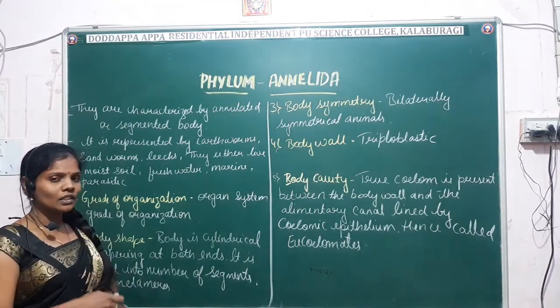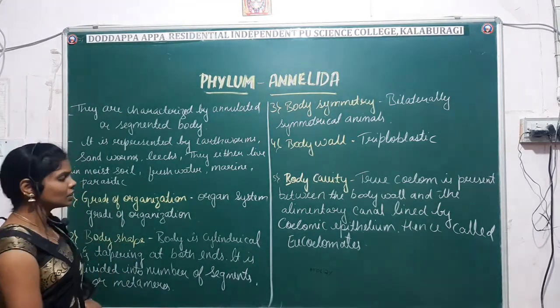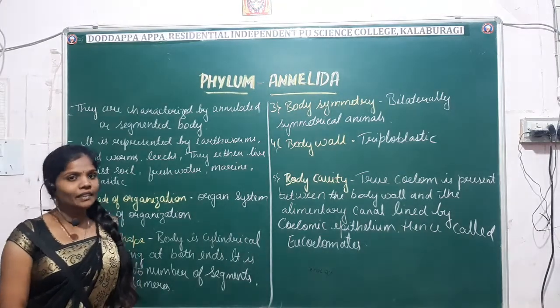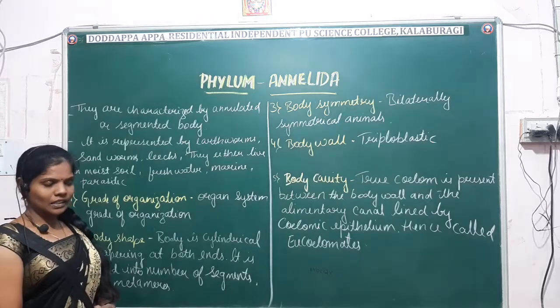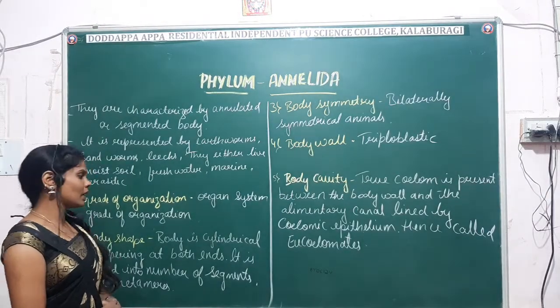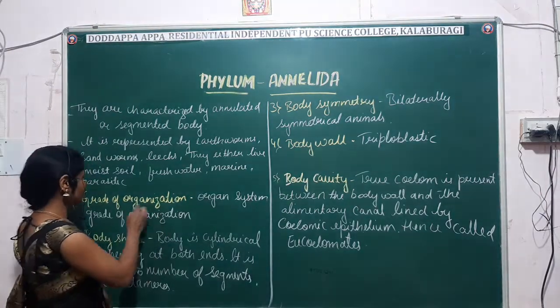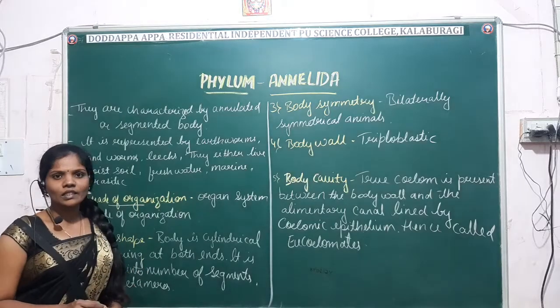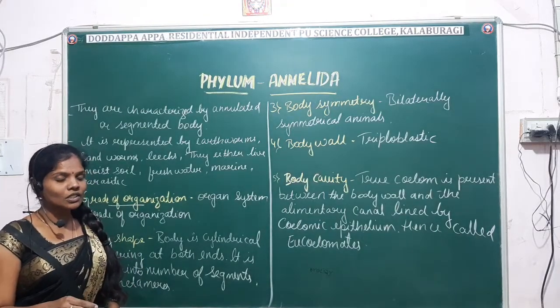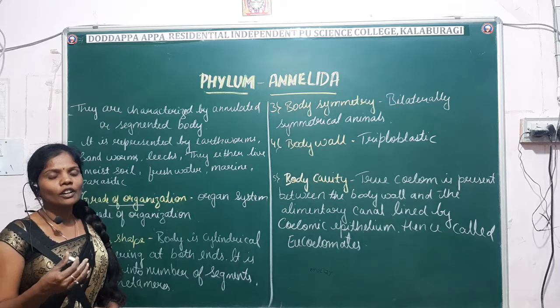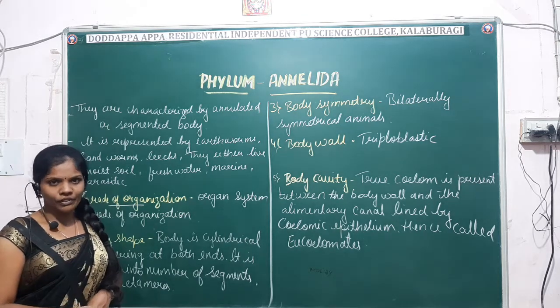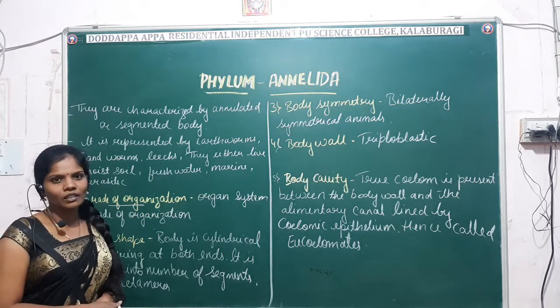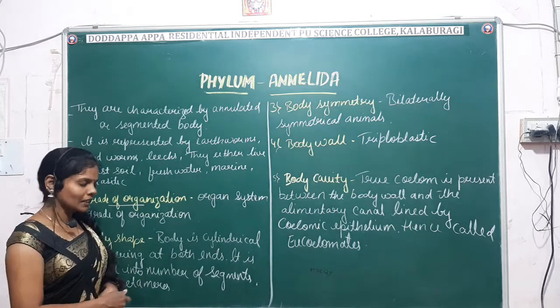So when we move to the characteristic features, the important characters exhibited by the Annelida, first comes the grade of organization. Here they exhibit organ system grade of organization. They have well defined organs which are maintained for different functions. Complete organ systems are developed in the case of the Annelida.